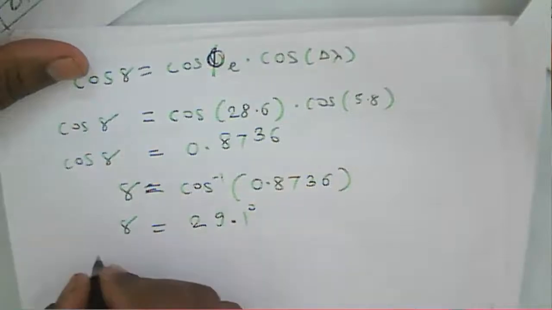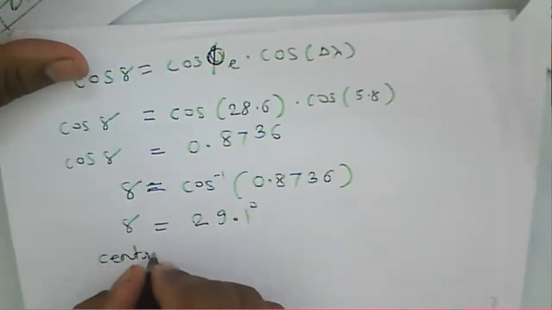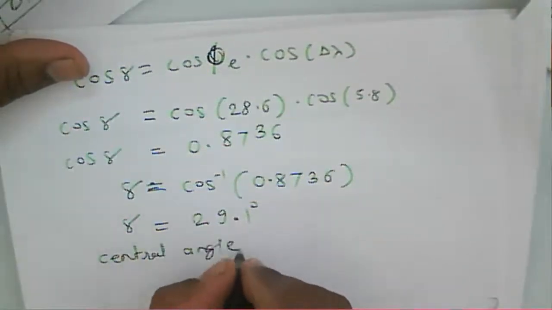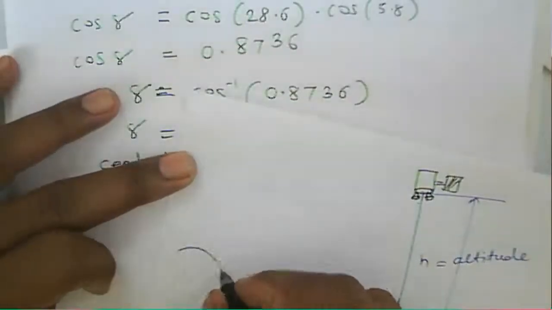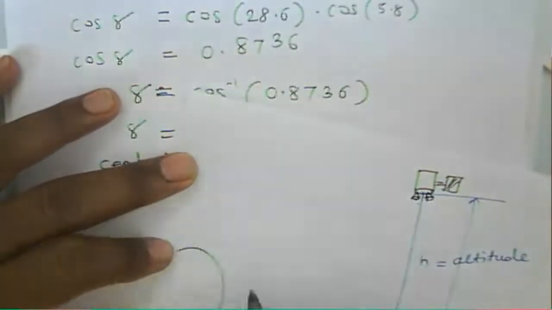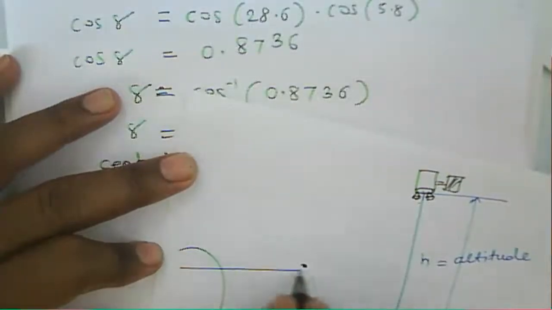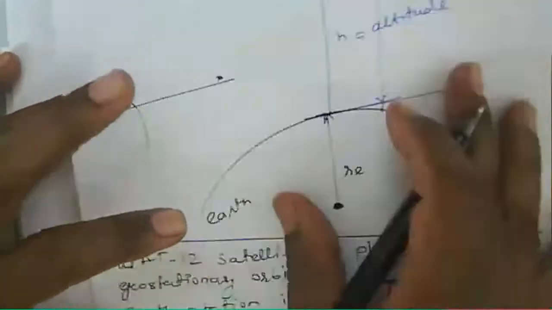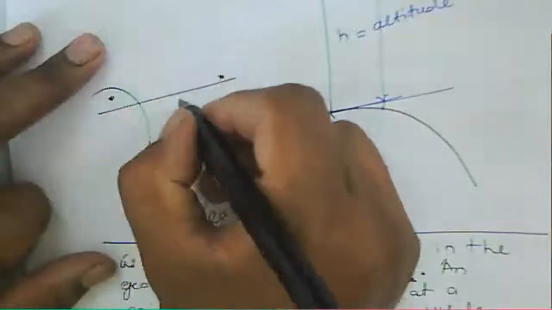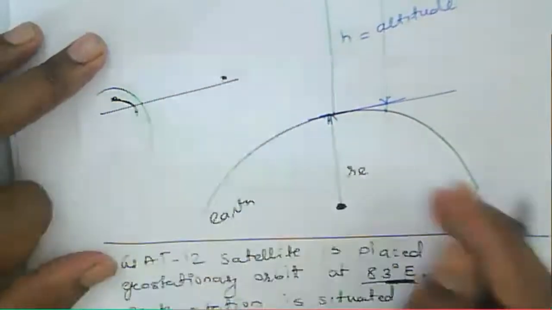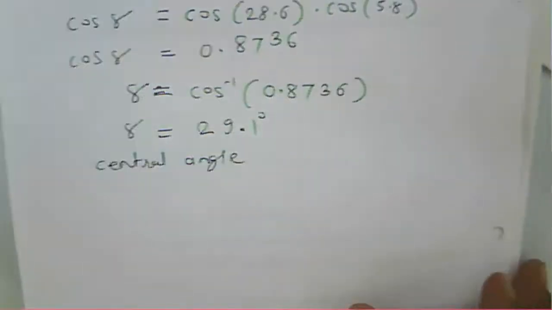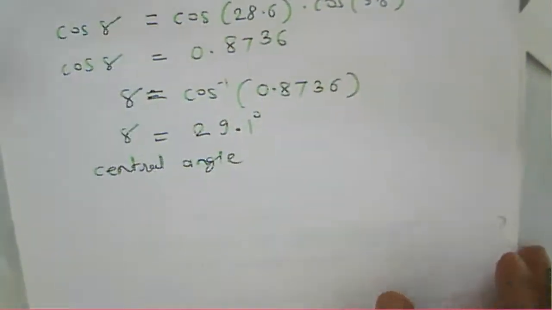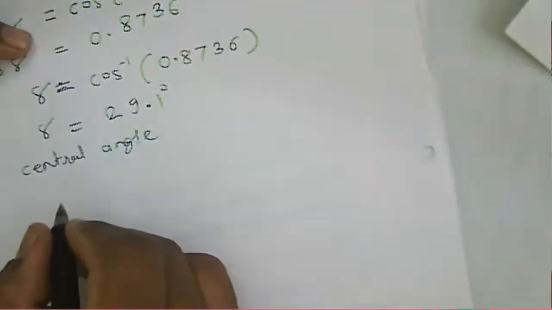So that is called the central angle. Generally we can consider the earth here and the position of the satellite. So from that Earth station to the sub-satellite point, that is nothing but your delta lambda here. So we can find the location of the sub-satellite point from that particular longitude.